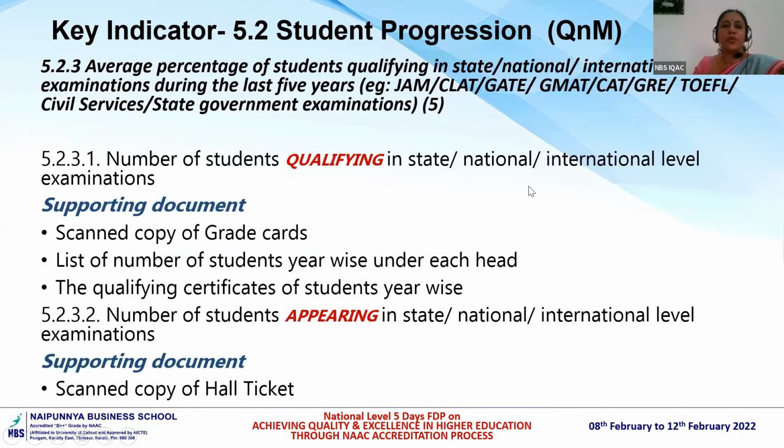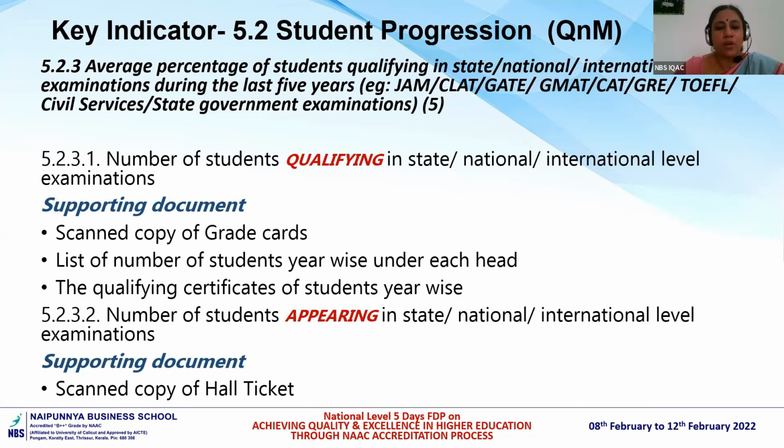Now 5.2.3, the third sub-criterion in 5.2, that is the average percentage of students qualifying in state, national, international level examinations during the last 5 years. And NAAC has also given the kind of examinations like JAM, CLAT. If it is UG courses, you can do all these things, CLAT, then GATE, GMAT, CAT, GRE, TOEFL, civil services, state government and other central government examinations which people are qualifying, like NET, SET and all those things.